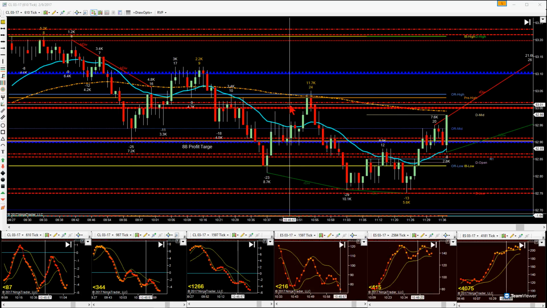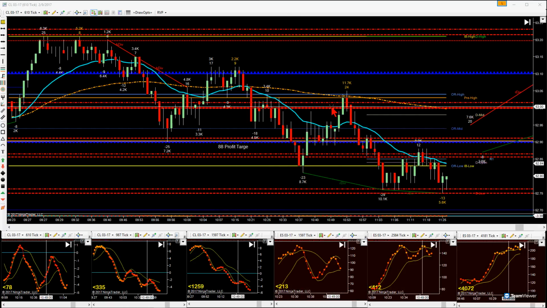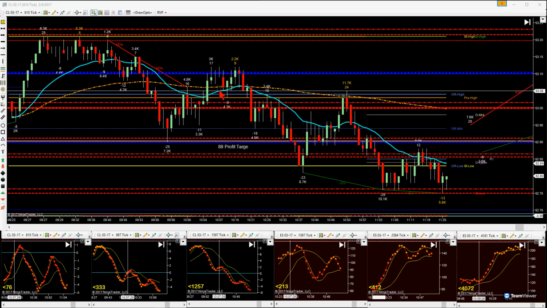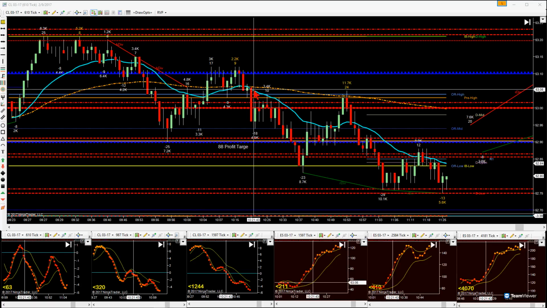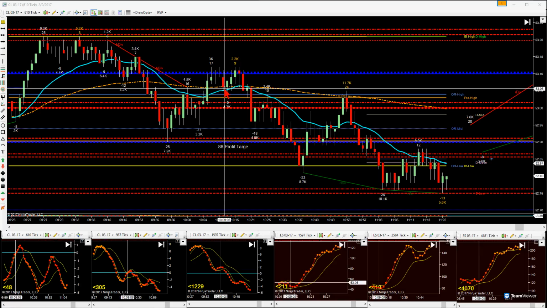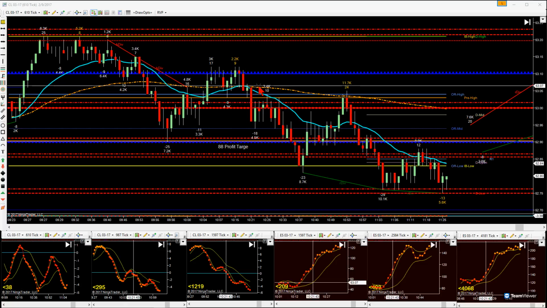Okay. Then we get another pullback back up to VWAP. And again, now at this point, we've seen VWAP hold. We've seen VWAP be respected. It kind of lost a little bit of value to us over here, but it was also flattening out. That's something else we want to keep an eye on. As VWAP goes flat, it tends to be a little bit less important, which is true anytime you're dealing with any type of moving average, because that means you're going into an area of consolidation.